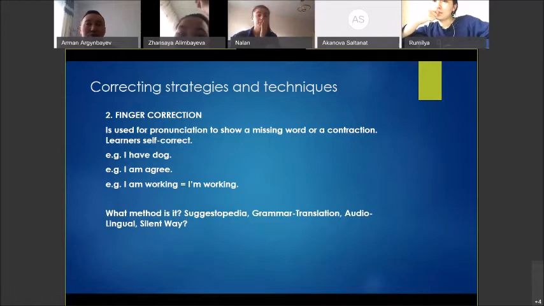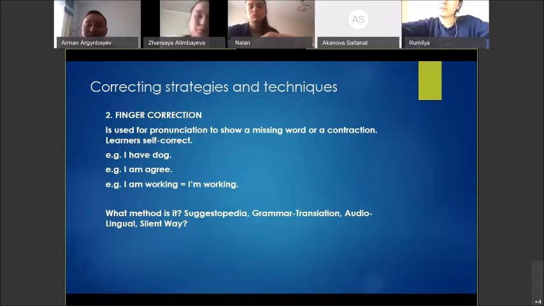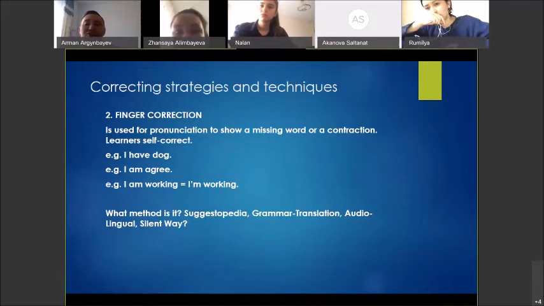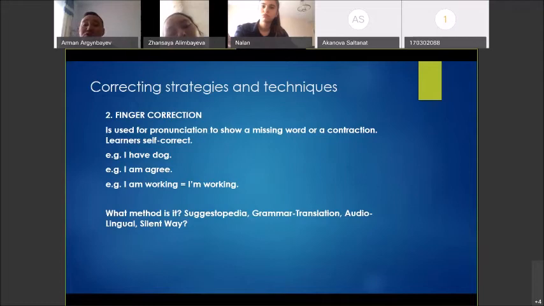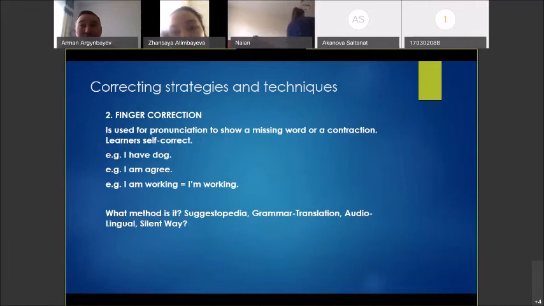We actually use it a lot nowadays as well, but we don't use it as a whole method, as the only method. Silent way again: we use it for eliciting the correct answer from students. We don't jump in with the correct answer, but we wait for students to self-correct or say something. Grammar translation: we use it from time to time when we want to show the similarity or difference with our L1. And Suggestopedia, we use it as well.